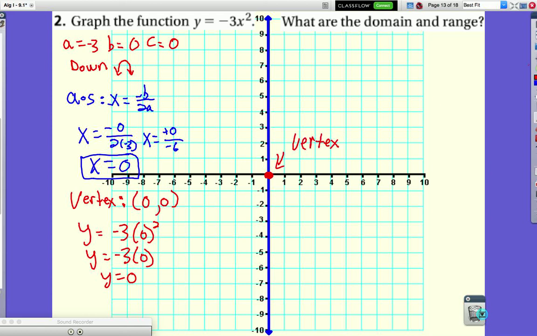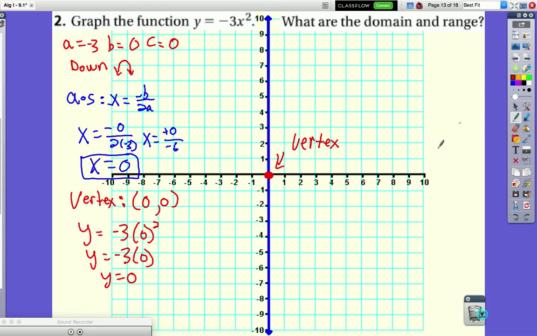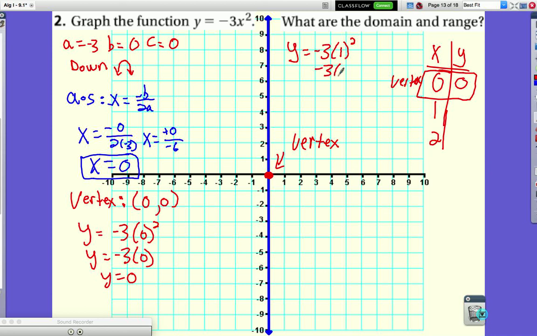Now the next thing it says is to make a table with only 3 points starting at the vertex. So we're going to make a table, x, y, 0, 1, and 2. We already have 0, 0, this is our vertex. It always needs to be first on our table. Now we're going to plug in 1. Going to our equation, y equals negative 3 times 1 squared. So negative 3 times 1. So y equals negative 3.